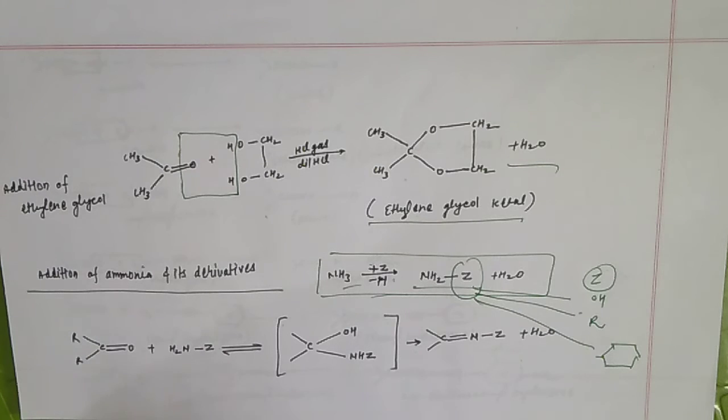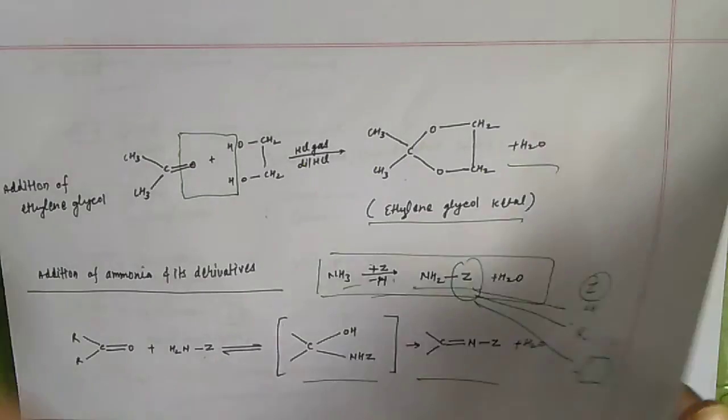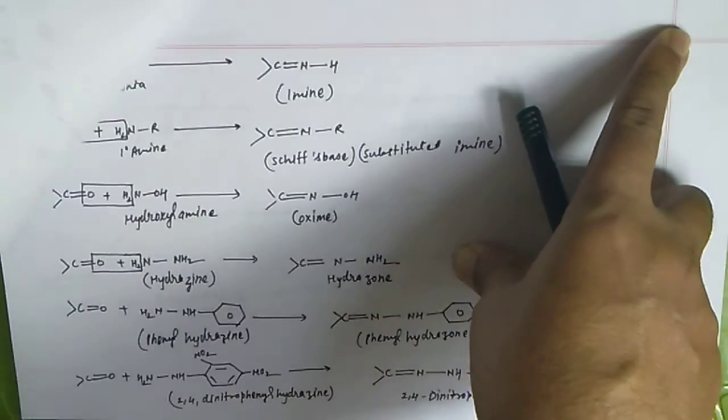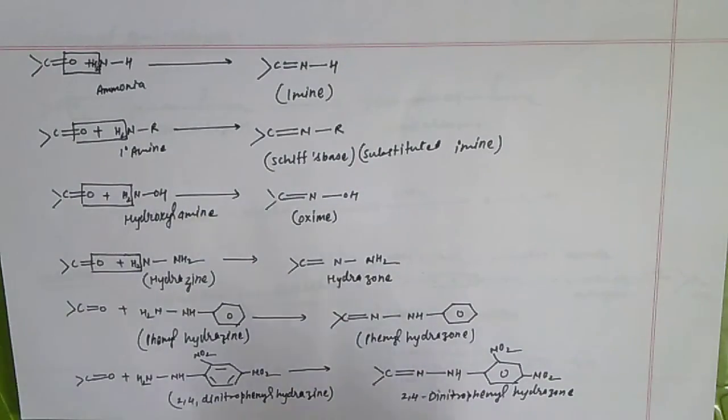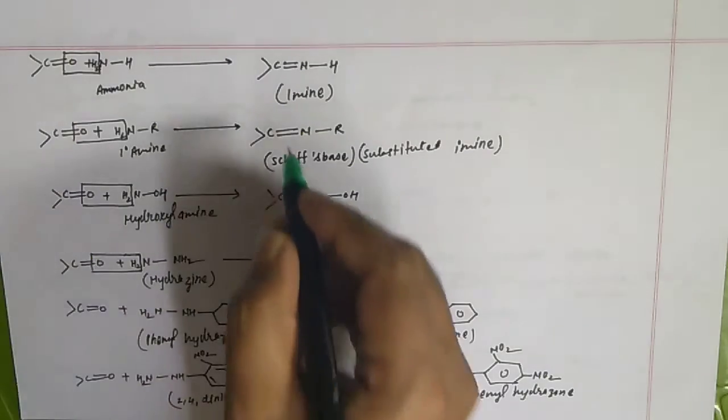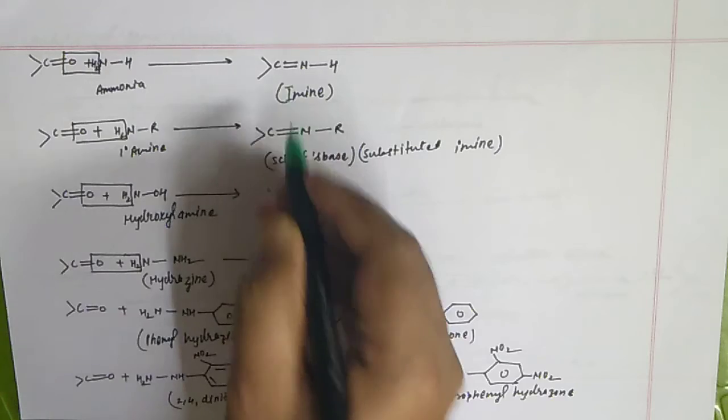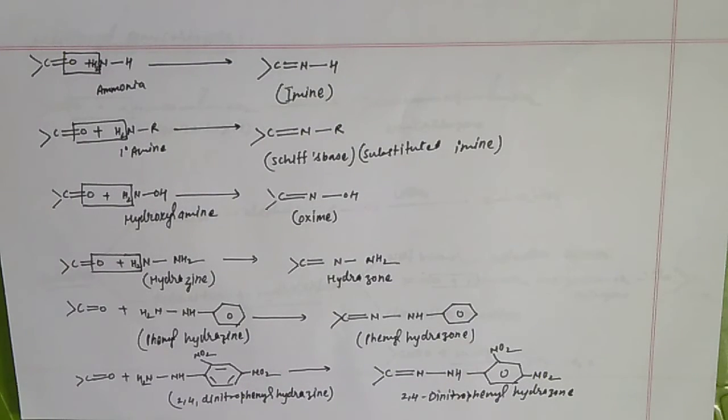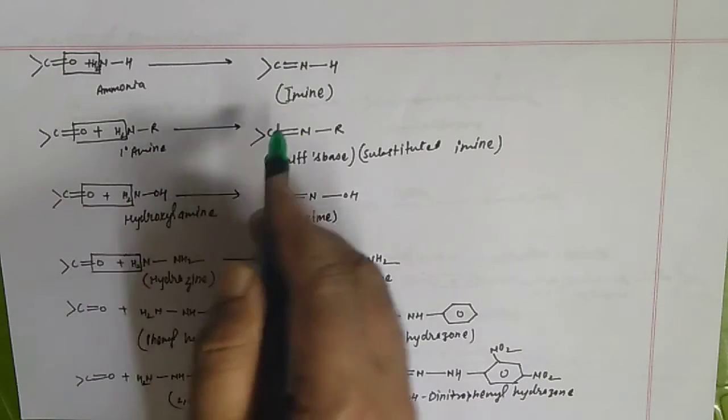Now the ketone is there. When you treat it with ZNH2, it will give the intermediate, and again it will give the final product by loss of a water molecule. So now let us move to the examples. Firstly, we are adding the ammonia. So if you add the ammonia to the carbonyl compound, what will happen? It will give the imine. Okay, imine. If you heat the ammonia with the carbonyl compound, imine will form.